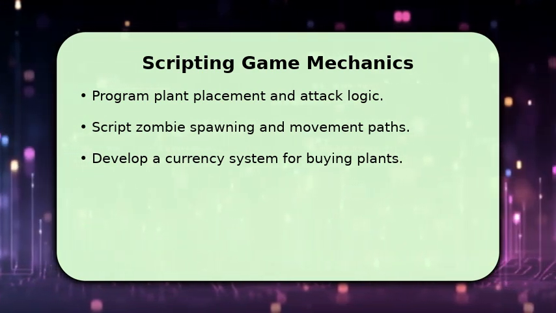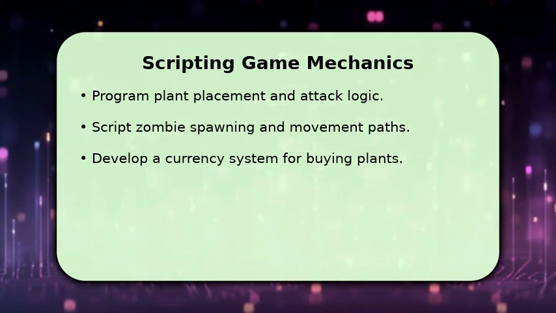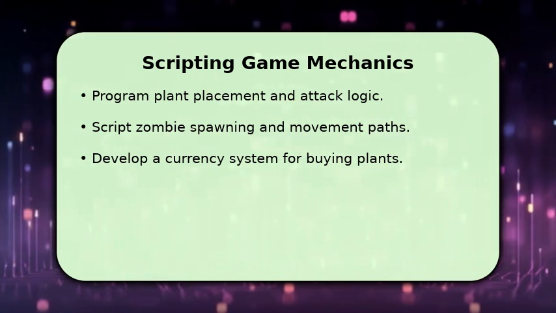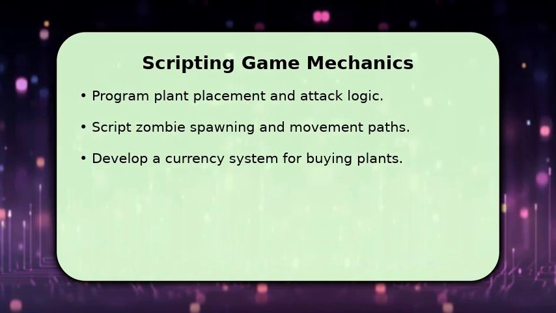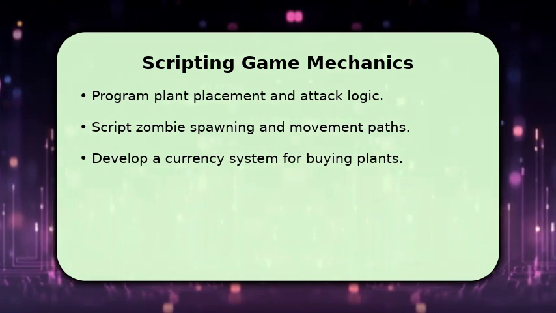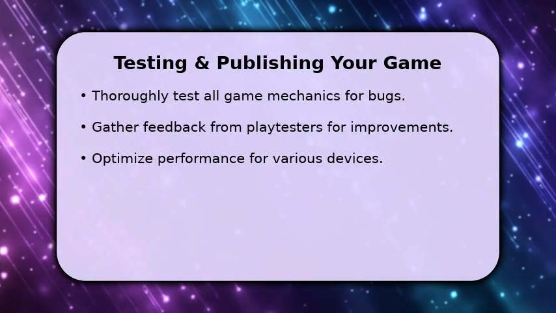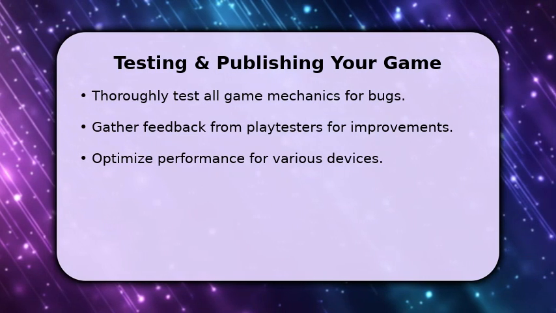Create a currency system like Sun for players to earn and spend on new plants. Finally, implement wave progression and clear win or loss conditions. The final stage involves rigorous testing and refinement.